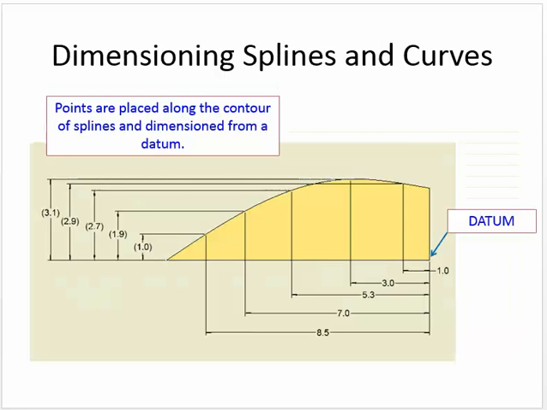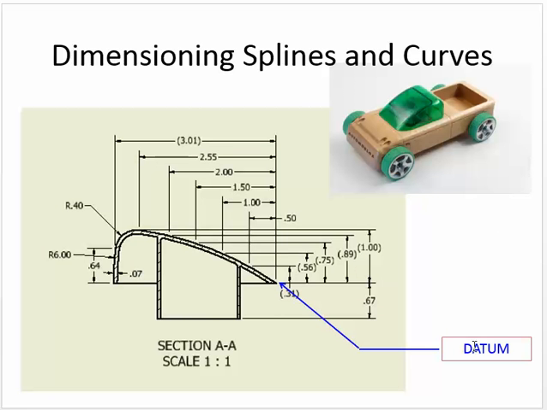If you're doing a spline or a curve, you're just going to pick points along the way. Points are placed along the contour of the splines and dimensioned from a datum, meaning you use datum dimensioning, and it's just the easiest way we have to do it. Here's an example where someone did the windshield and picked the datum right here, so everything was derived off of that measurement.